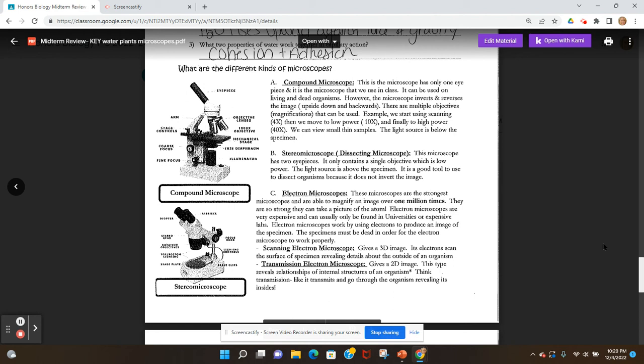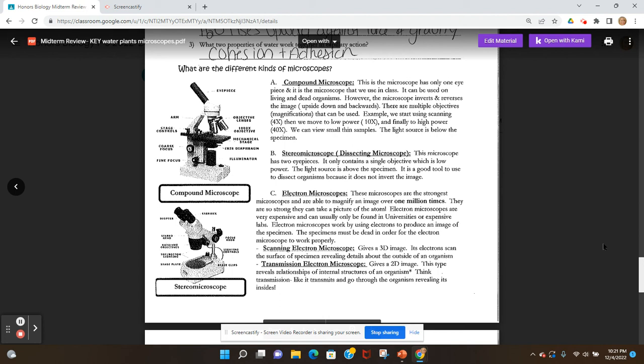Electron microscopes. These microscopes are the strongest microscopes and are able to magnify an image over 1 million times. They are so strong that they can take a picture of the atom. Electron microscopes are very expensive and can usually only be found in universities or expensive labs. Electron microscopes work by using electrons to produce an image of the specimen. Specimens must be dead in order for the electron microscope to work properly.